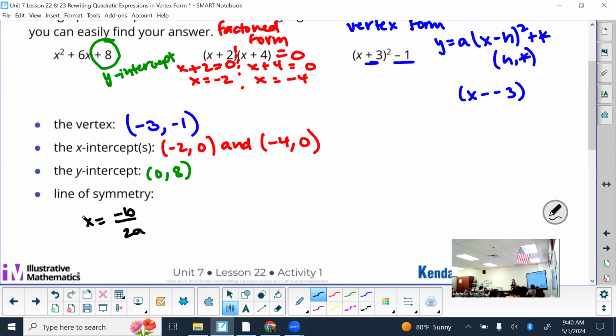But then I also told you that it is always this. If it's going right down the middle of your U-shaped graph, what else goes right down the middle of your U-shaped graph? Not necessarily. Something else. The vertex also goes right down the middle. So the other way that I explained it to you was that your line of symmetry is always x equals the x of your vertex.